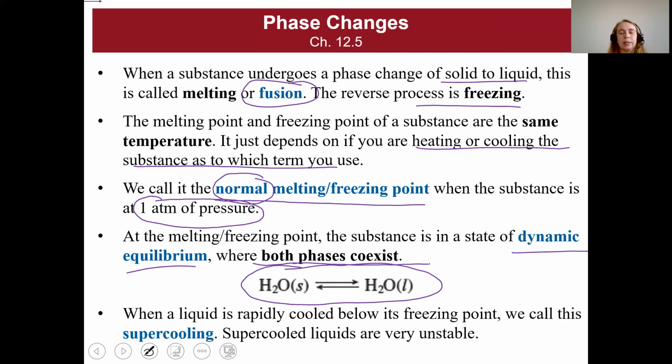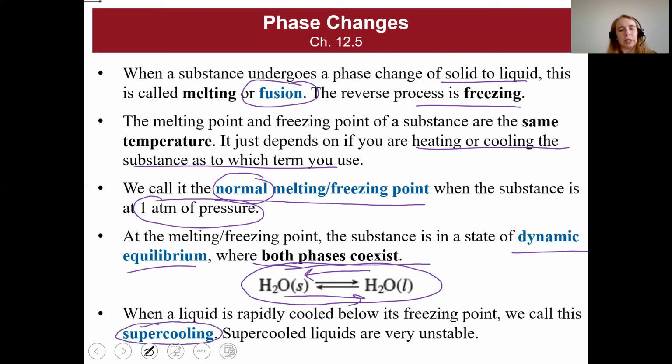So that is what we call dynamic equilibrium, where some of that ice starts to melt, but then it's still really cold, so it could start to freeze again, and we go back and forth between the two, where we have both phases coexisting at the same time for different parts of the system, different molecules. When a liquid is rapidly cooled below its freezing point, we call this supercooling.